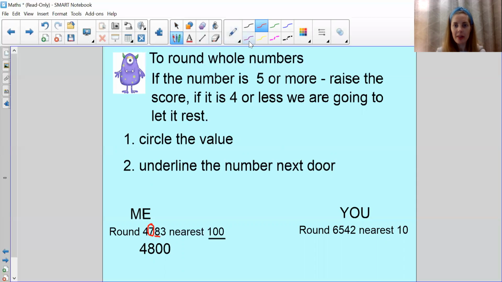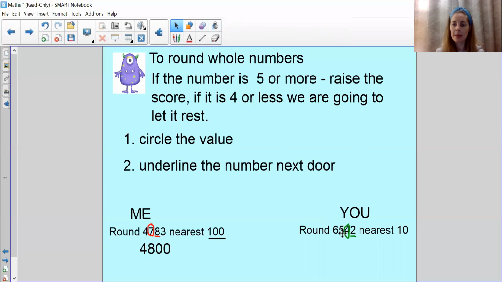Great, so I hope you had a go at that, and let's see how well you did. So rounding to the nearest 10, we're going to go to the tens column, circle it, and underline the number next door. We are then going to use our little poem. If it is 5 or more, raise a score, and 2 is not worth more than 5. So I'm going to follow this. If it is 4 or less, we're going to let it rest.